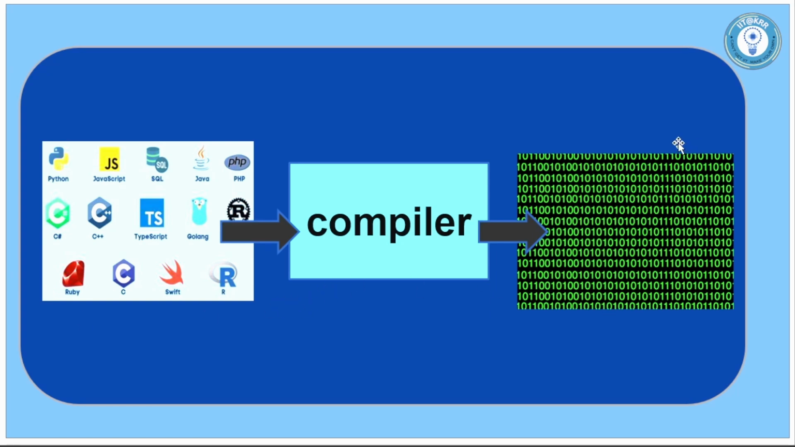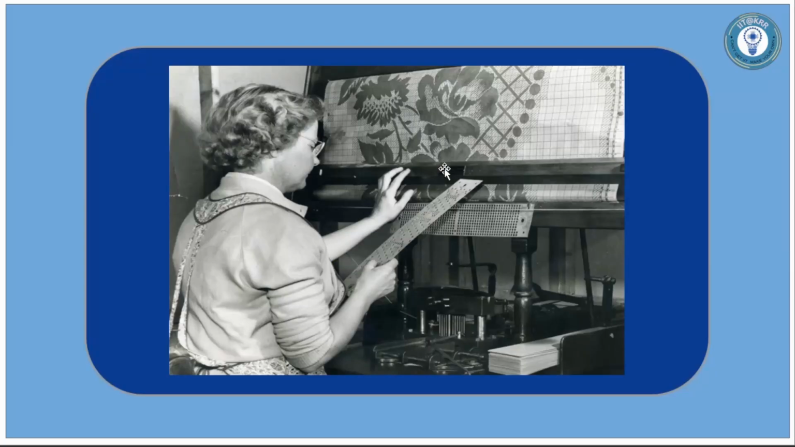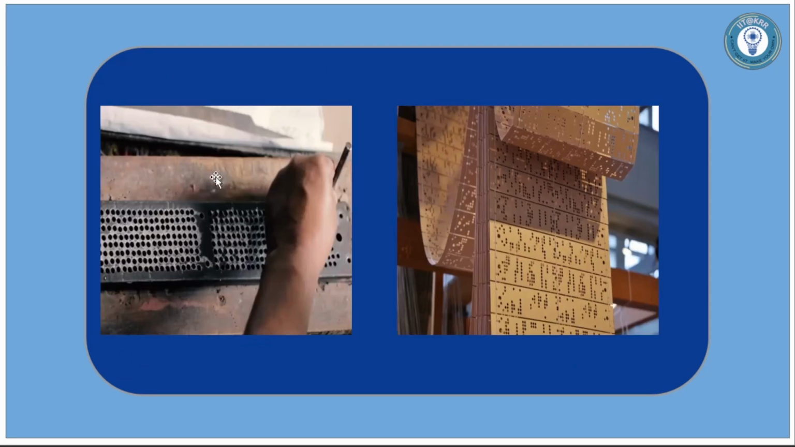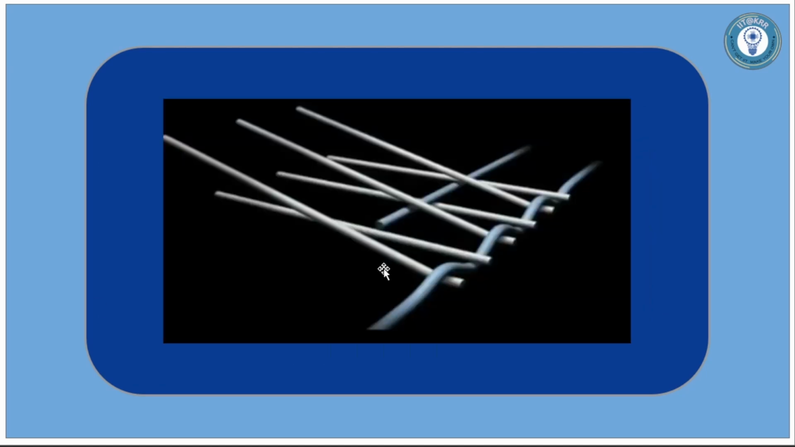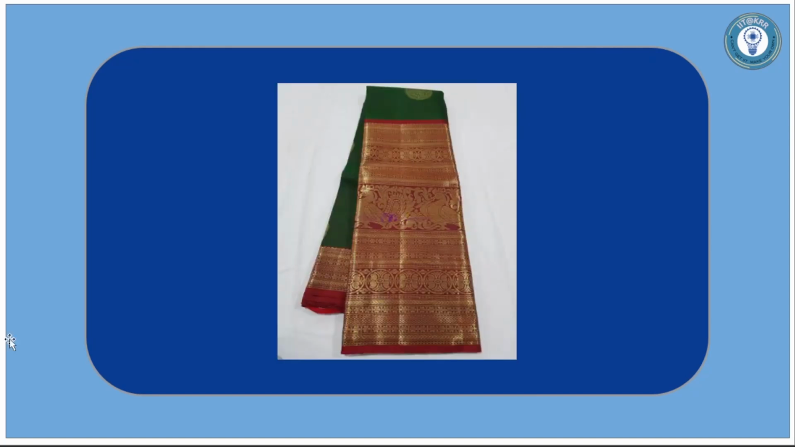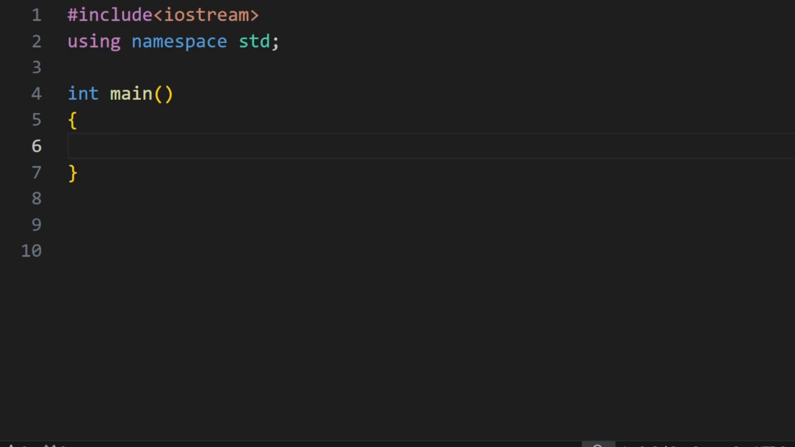When we compare this process to our looming process, this paint is compared to our coding. With the help of our coding, our compiler will make zeros and ones. He is our compiler. He makes zeros and ones, and he is our hardware. He processes the zeros and ones and gives output like this. So let us write our first program.